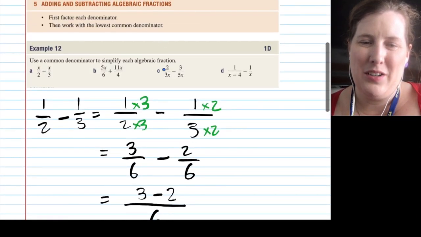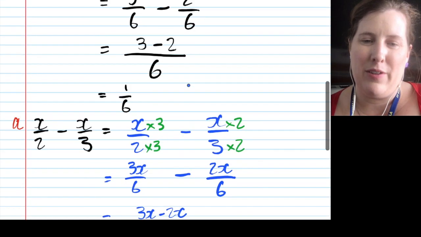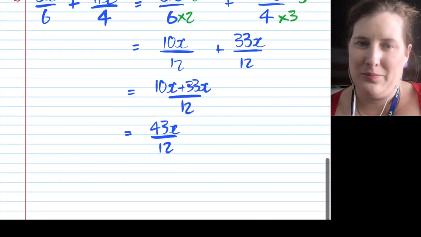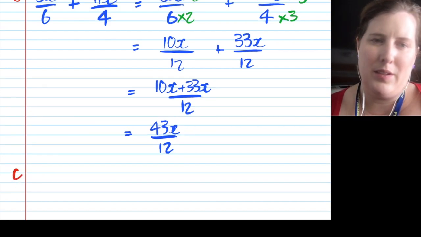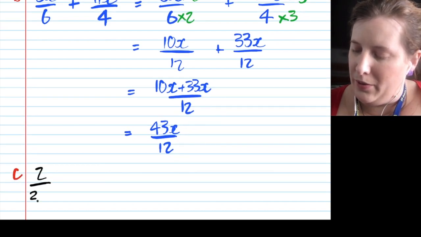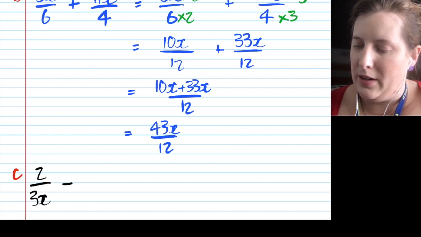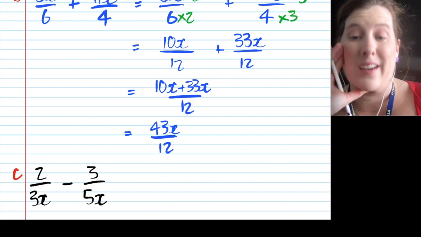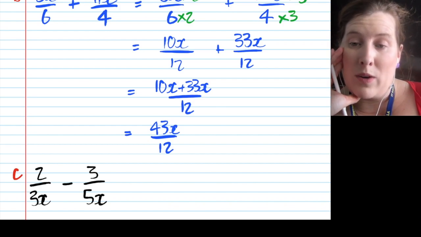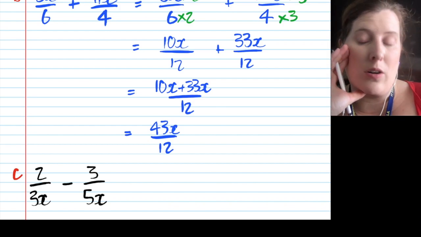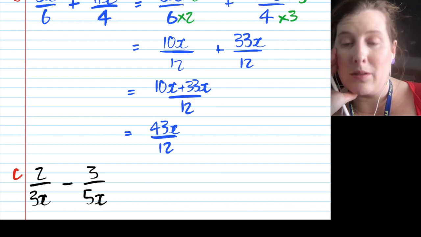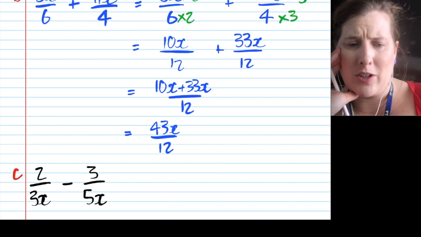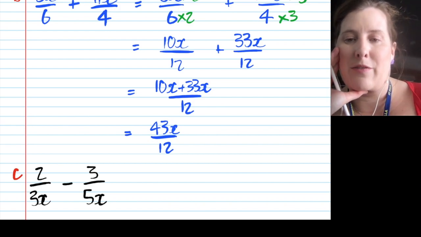Next question, 2 over 3x, take 3 over 5x. So we've got 2 over 3x subtracting 3 over 5x. Now what's the difficulty here? We have x's on the bottom. We're still going to aim for the same thing on the bottom of both fractions. The x's are already on the bottom, so we don't need to worry about the x's that much. We do need to worry about the 3 and 5.